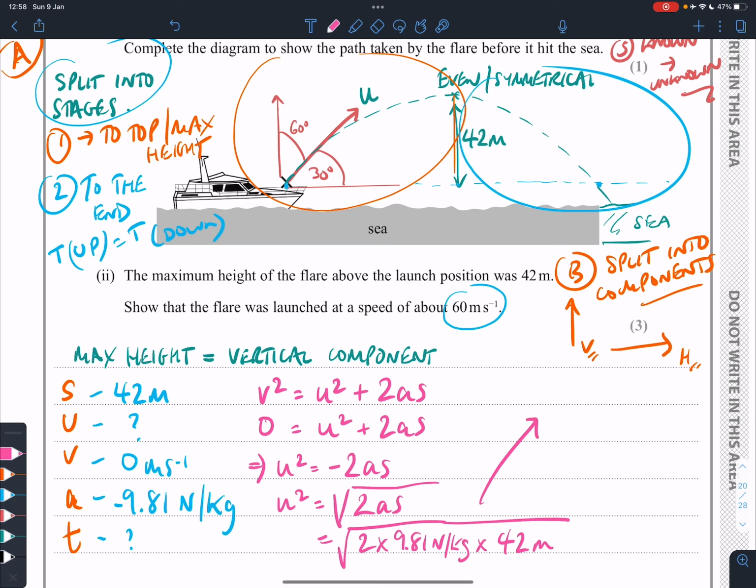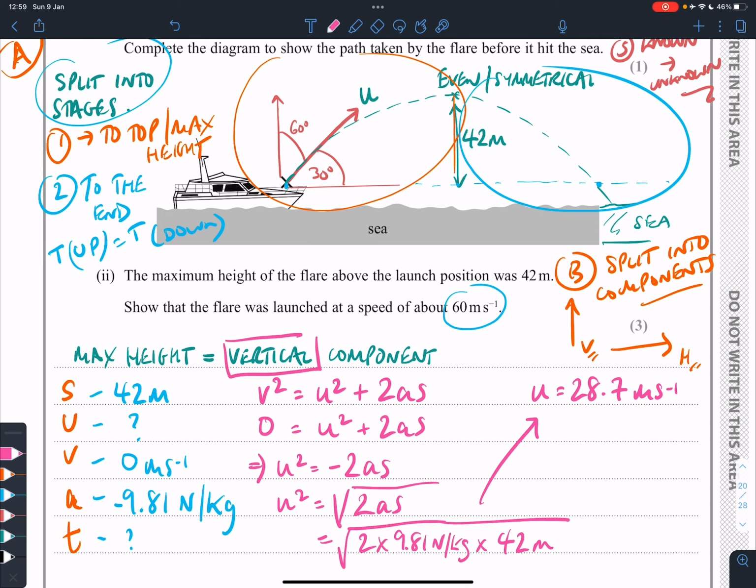And this is going to be something that we do on a calculator. I'm actually going to type it all in. Unfortunately you can't see that, but so you know what I'm doing: I'm doing this sum, 2 times 9.81 times 42. That gives me 824.04, and I'm going to take the square root of that, and we get U is equal to 28.7 meters per second. Now this is the vertical component.